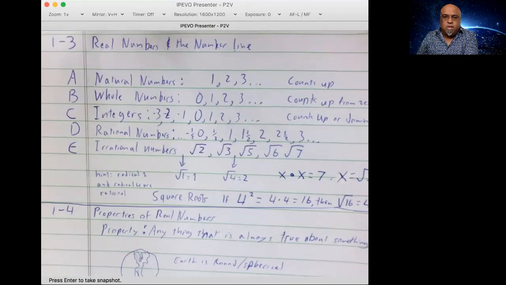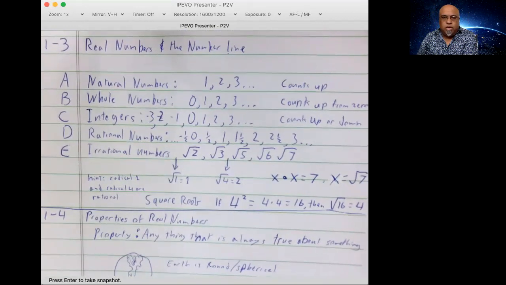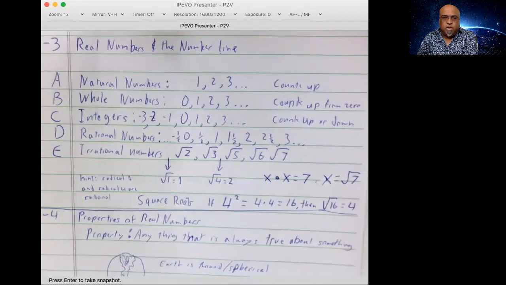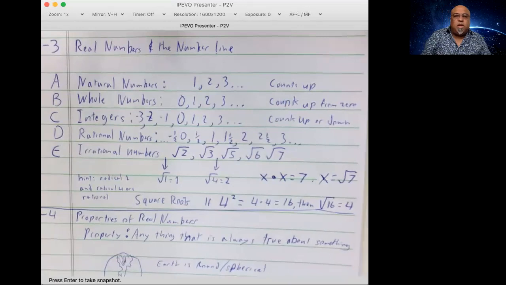Okay. Lesson 1-3, real numbers and the number line. Okay. Now, there's 5 basic categories of what we call real numbers. Real as opposed to a theoretical number that somebody imagines, or numbers that basically just don't exist. Okay?